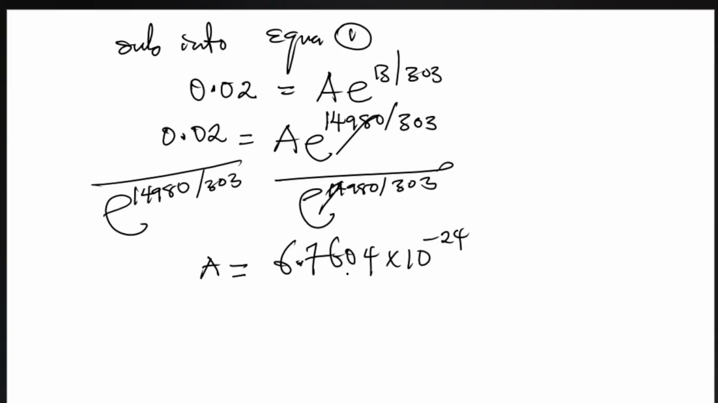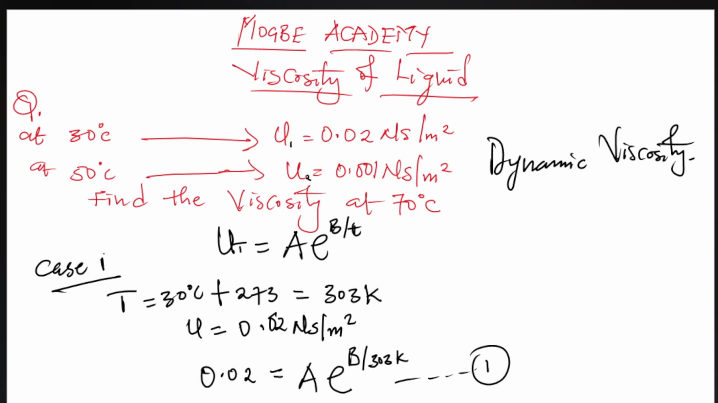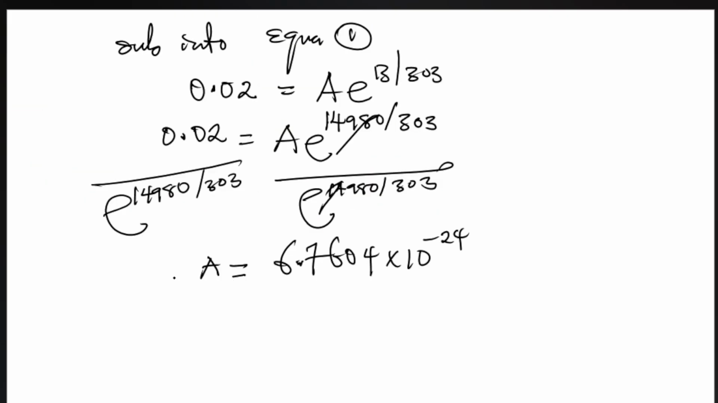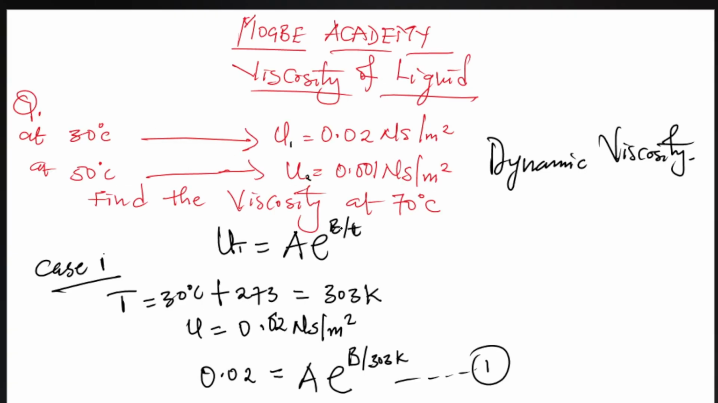Now remember, what was your question? Your question was, at 70 degrees Celsius, what is now your viscosity? Are we together? So what is the expression we are going to derive from our given equation? Remember, u of t was equal to, right? So we have u of t was equal to a exponential b over t.